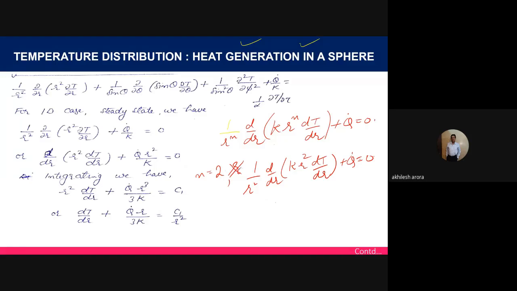And when we consider that k is a constant, then we can multiply the whole equation by r square. So we'll get d by dr of r square dt by dr plus q dot r square by k is equal to 0. And once again, what we have considered here is a one dimensional case and steady state, and the heat transfer is taking place in the radial direction only. That is the condition. So once again, it's quite simple.